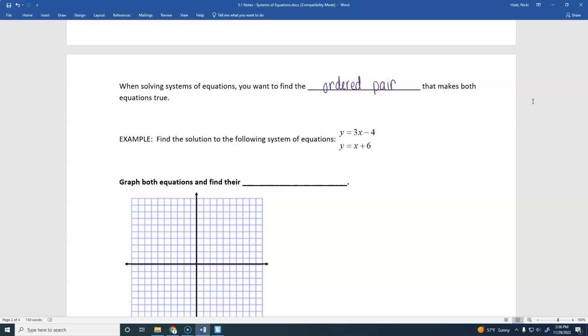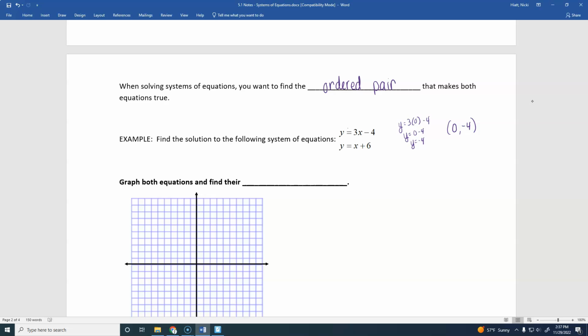So without any of the methods that I'm going to show you, you would have to guess and check this. So for example, let's say I plug in 0 for my x right here. So y would equal 3 times 0 minus 4. That would be y equals 0 minus 4. So y equals negative 4. So that would be the point (0, -4). 0 is the x that I plugged in. Negative 4 is the y that I plugged in. So this point is on this graph, y equals 3x minus 4.